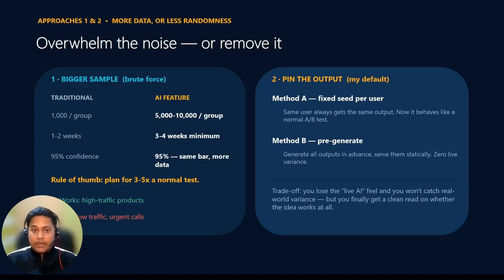So zero live variance. Now the trade-off, and I want to be straight with you about it. You lose the live AI experience, and more importantly, you will not catch real-world variance. You are deliberately testing a best-case, frozen version of your feature. So what you learn is, does this idea work when the AI behaves consistently? Which is genuinely the right first question, but you will need a follow-up to check what happens when it's live and wobbling.